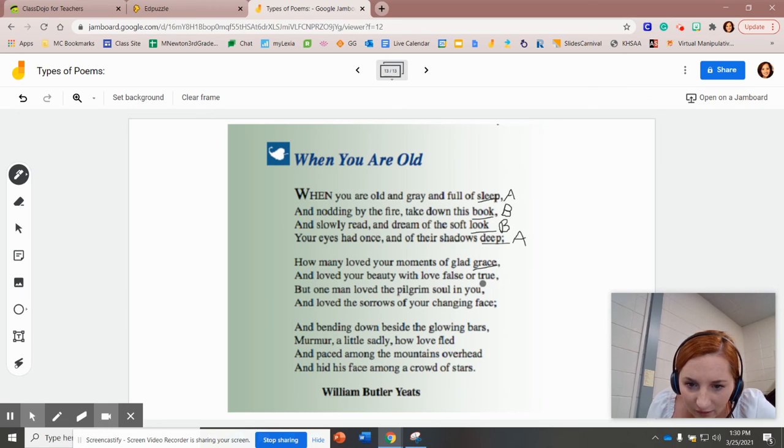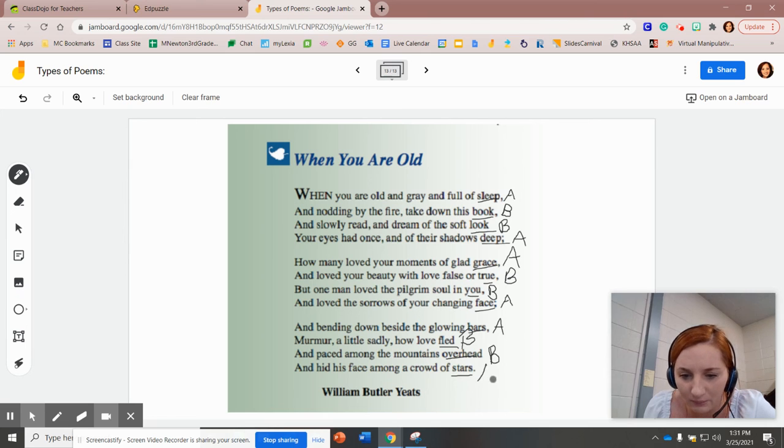Let's check out this next stanza. Grace, true, you, face. We always start with letter A. Next, true. True doesn't rhyme with grace, so it gets a letter B. You rhymes with true, so it gets to be letter B. Face rhymes with grace, so it's letter A. Last stanza. Bars, fled, overhead, stars. We start with letter A because it's the first line of the stanza. Fled does not rhyme with bars, so we label it a letter B. Overhead, fled rhymes, so we label this letter B. And stars rhymes with bars, so we label that letter A.